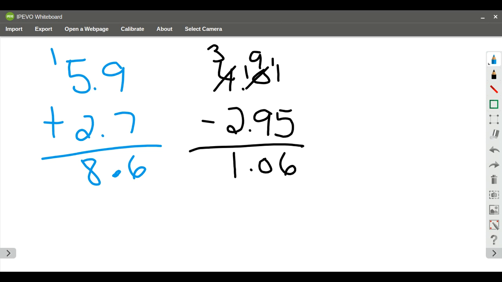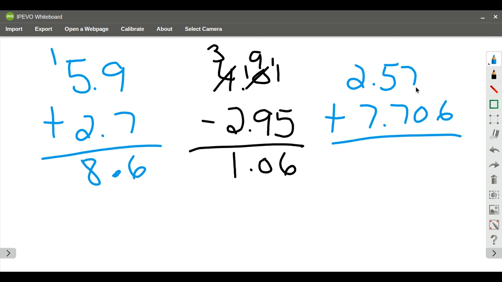Okay. Number 4, I have 2 and 57 hundredths added to 7 and 706 thousandths. Notice in the 2 and 57 hundredths, I went up to the hundredths place value, so I'm just going to add a placeholder there. And now my place values are the same. So 0 and 6 is going to be 6. 7 and 0 is going to be 7. 5 and 7 is going to be 12. Put down the 2, I regroup the 1. Put my decimal down as my placeholder. 1, 2, and 7 is going to make 10. So my answer is 10 and 276 thousandths.